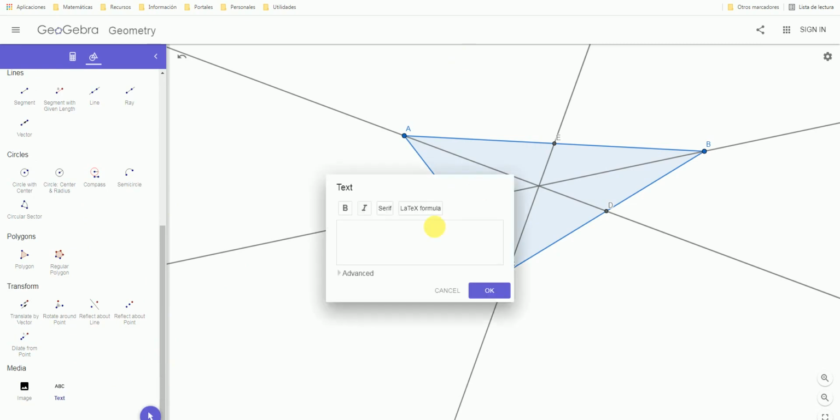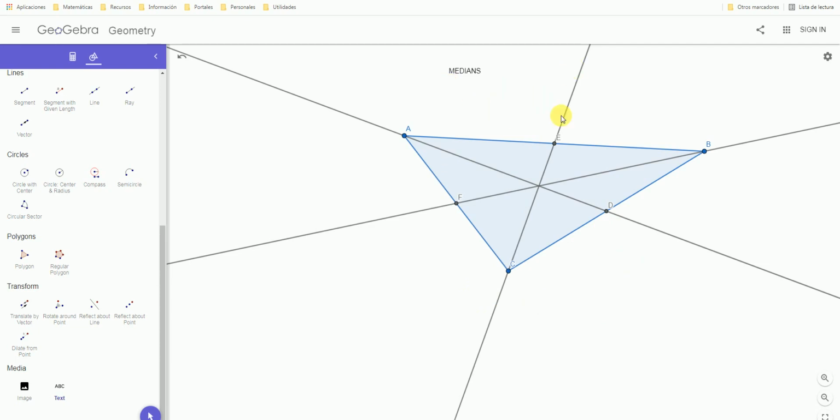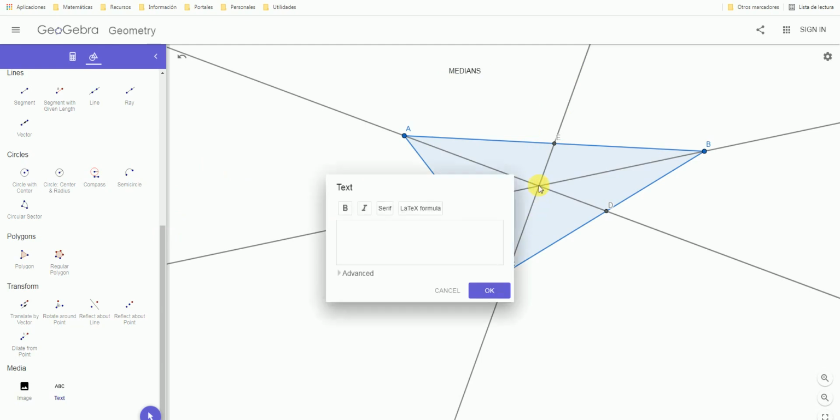Let's write it here so you can copy the name: median. Medians, because we have three medians, okay? So these lines are the medians. And the point where they meet here, all three lines meet in this point.